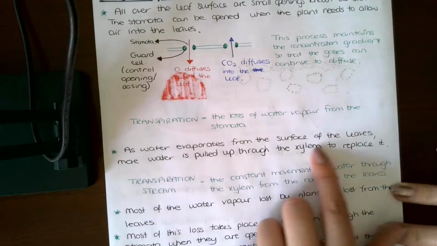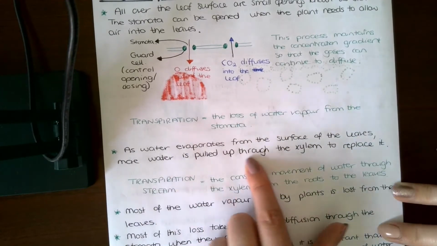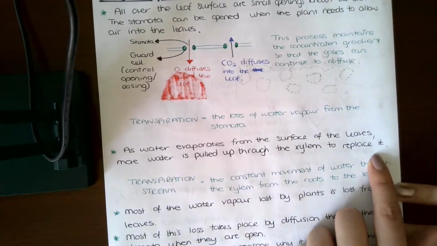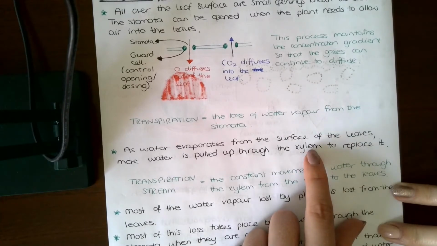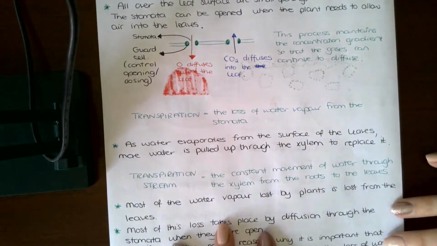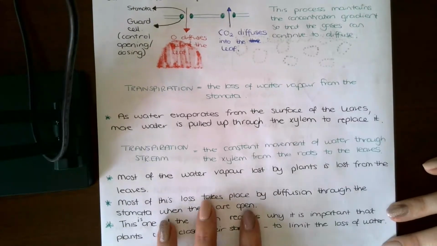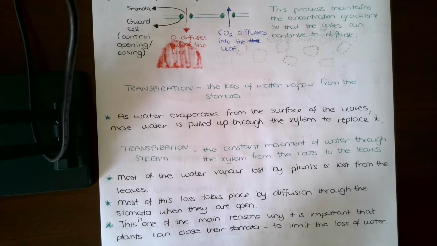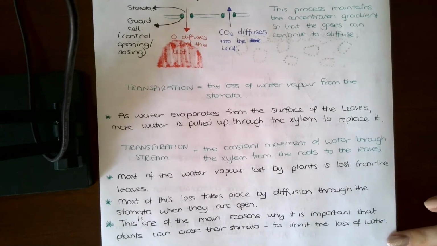So it can evaporate from the surface of a leaf, and more water is pulled up through the xylem to replace it. So if you remember from the previous video, the xylem transports water and mineral ions. It gets these from the soil, and obviously the roots absorb those and they get transported up through the plant. Now the transpiration stream is the constant movement of water through the xylem from the roots to the leaves. So that constant process of water being taken up from the soil, evaporating, that cycle is called the transpiration stream.